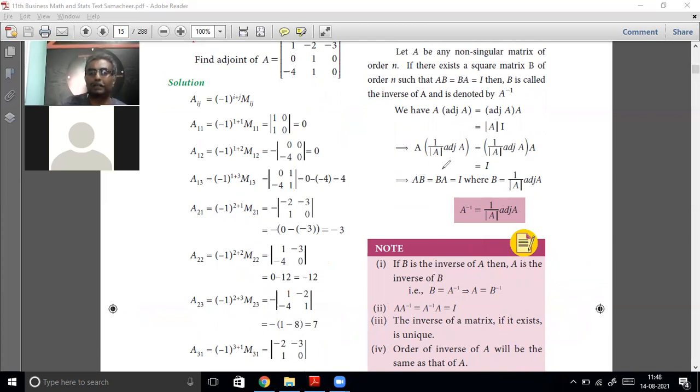So here what they are doing is A into adjoint of A into 1 is equal to determinant of A into identity matrix. Then they take A into 1 by determinant of A and bring it over here. So A into 1 by determinant of A into adjoint of A is equal to adj A into A. That is how this step comes.